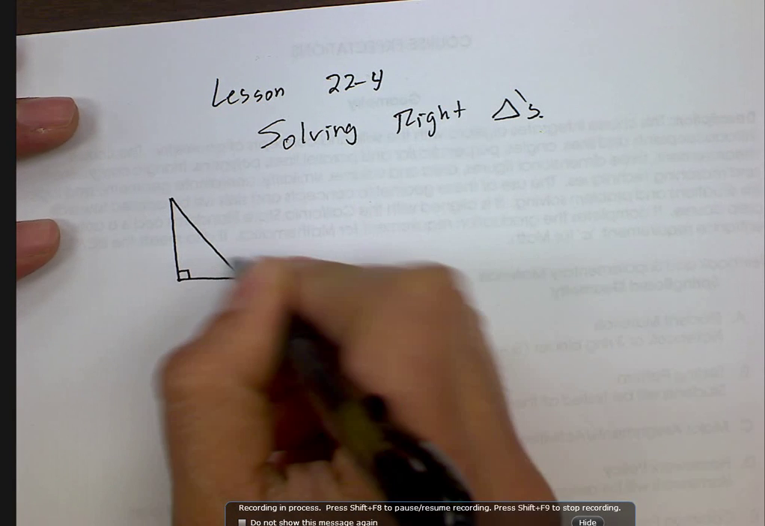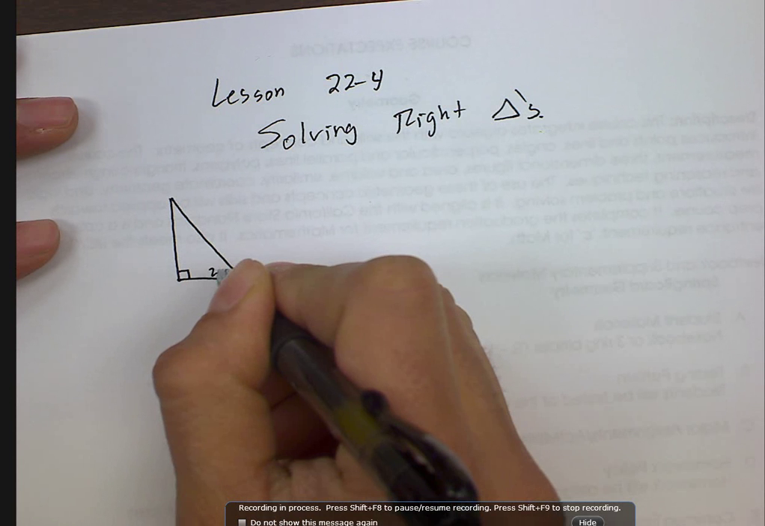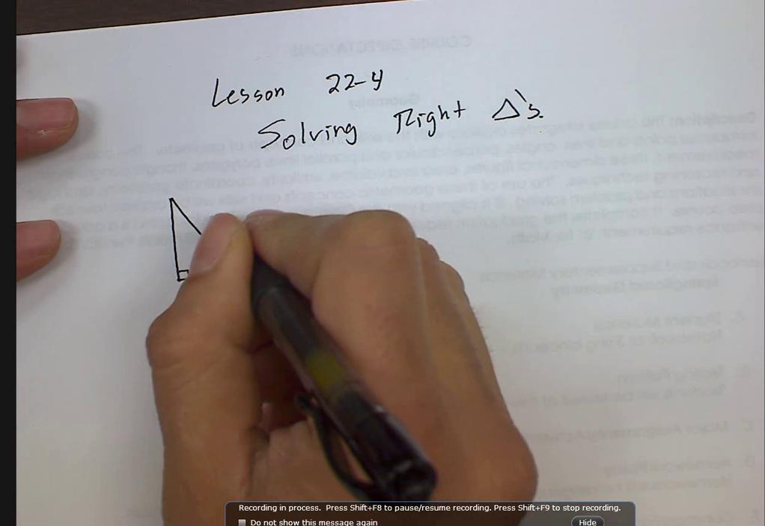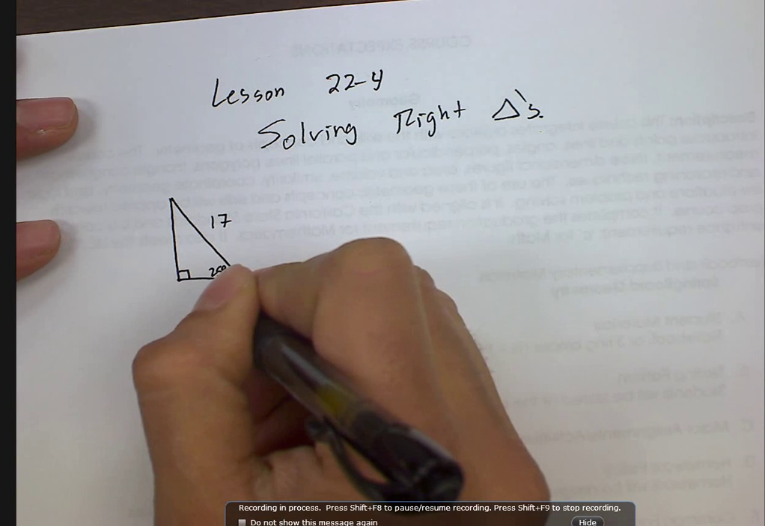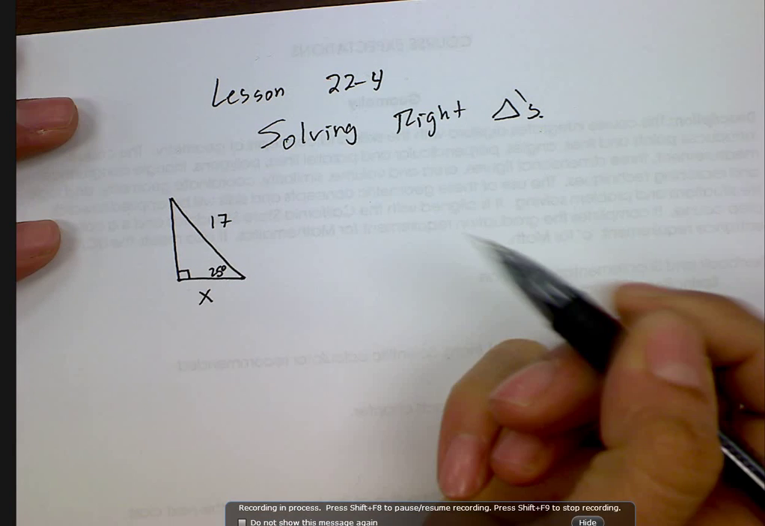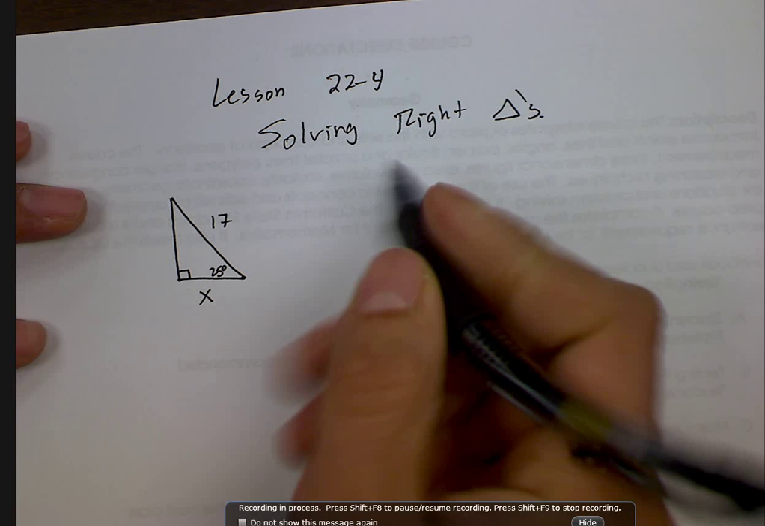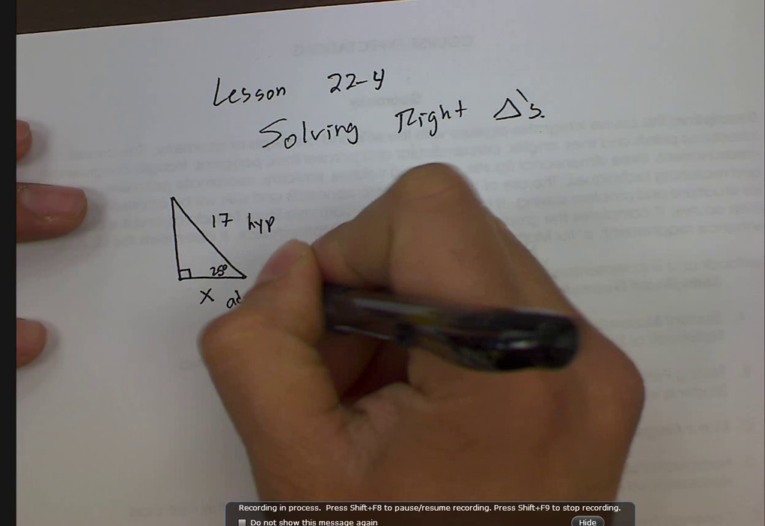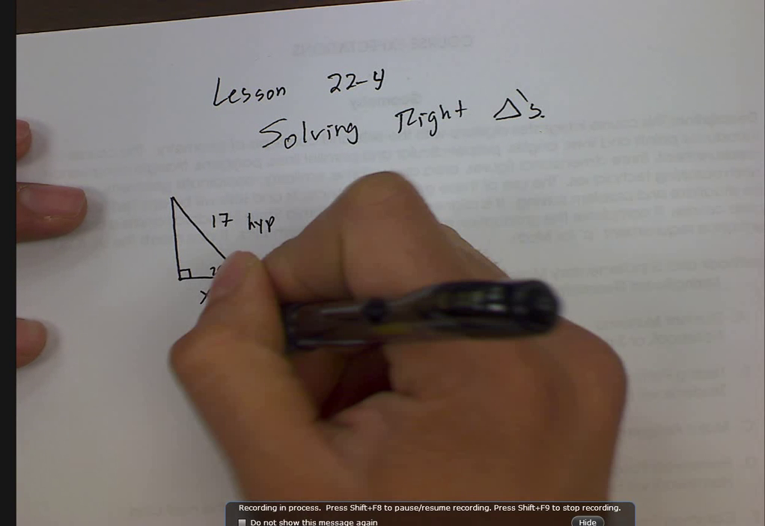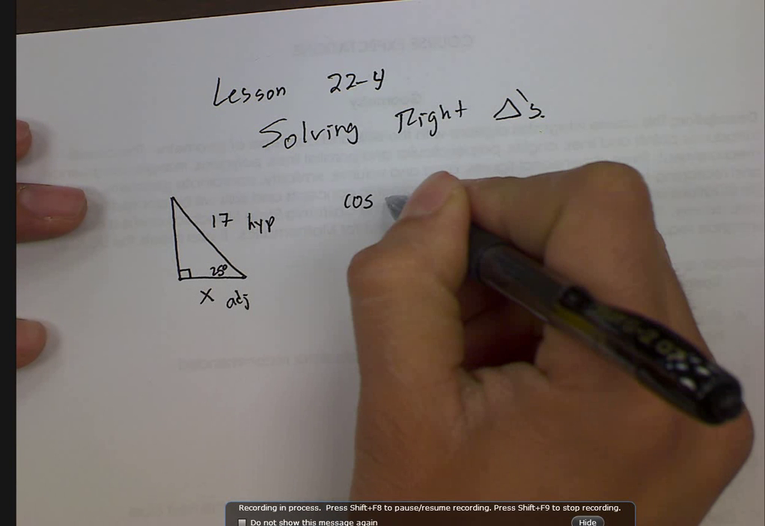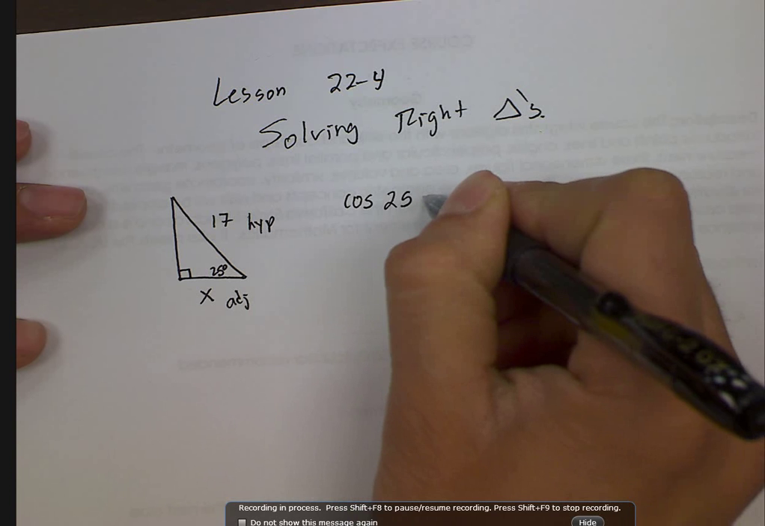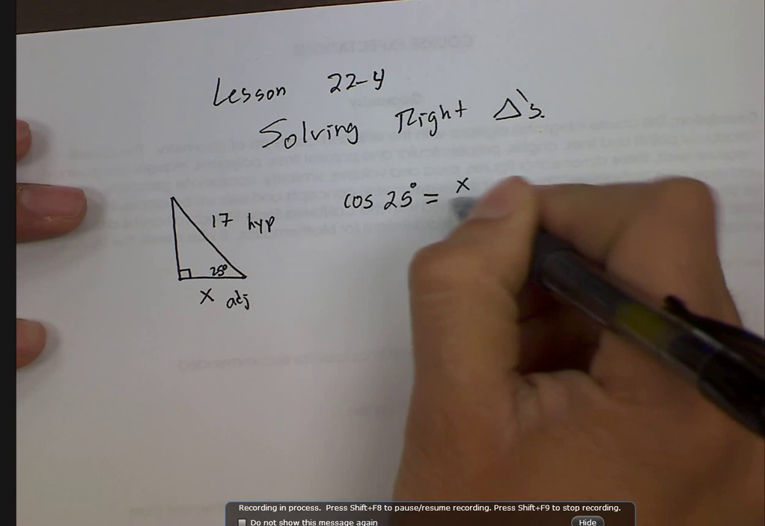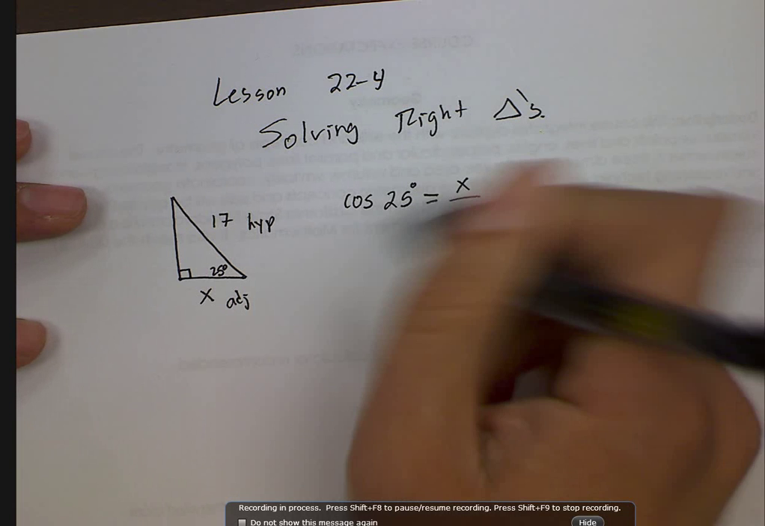So let's say this one was 25 degrees, and this one was 17, and this one was x, right? And then you were like, well, this one is the hypotenuse, this one is the adjacent. So adjacent or hypotenuse, I have to use cosine of my angle 25 degrees, which is equal to x over 17, right? So then you have to use your calculator.